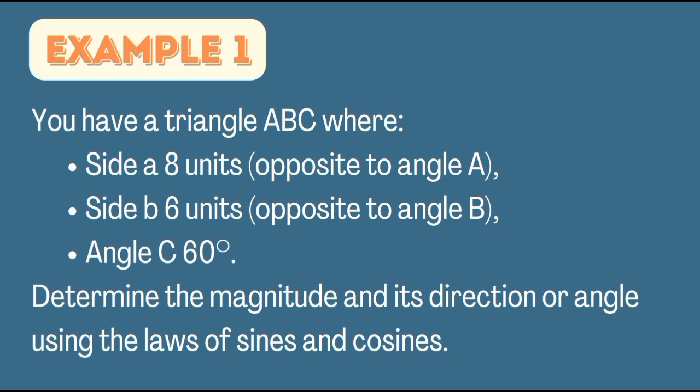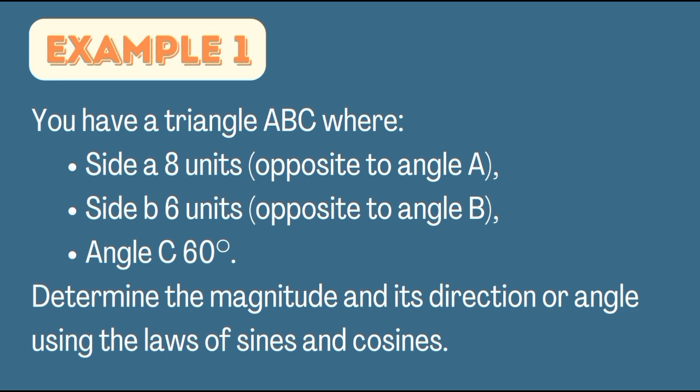Let's take the first example for the triangle method. You have a triangle ABC where side a is 8 units, opposite to angle A, side b is 6 units, opposite to angle B, and angle C is 60 degrees. Determine the magnitude and its direction or angle using the laws of sines and cosines.